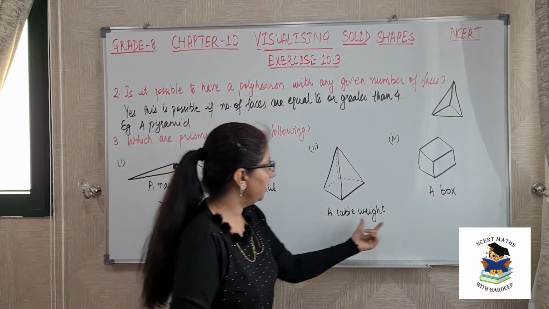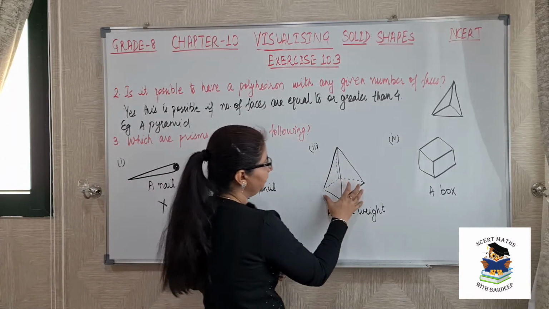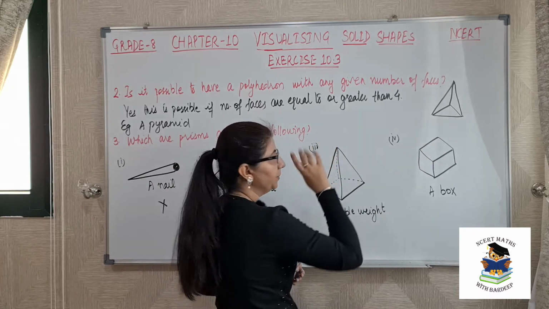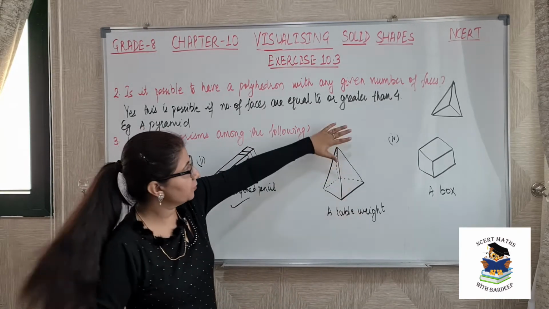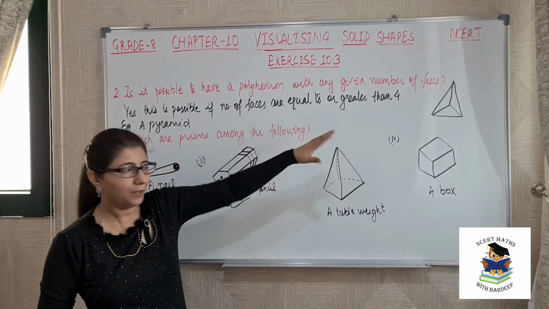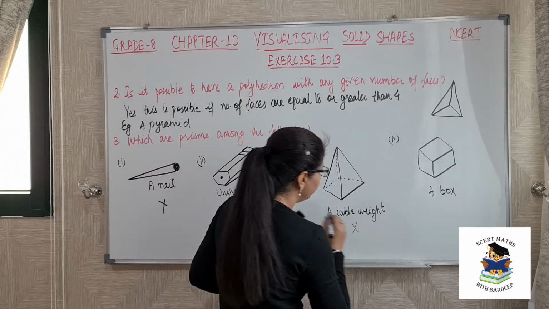Next is a table weight. Here we can see the base is square but the top is a vertex. So this is not possible. Why? Because we should have a similar shape on the top also. So this is not possible.